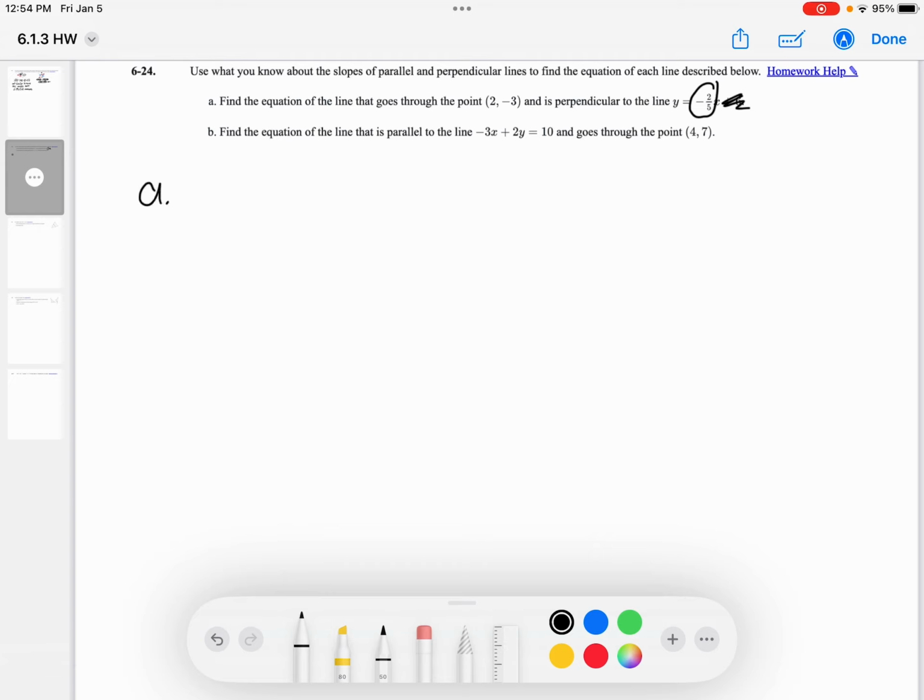We know that in part A, our line is going to have the form y equals. Now, what is the slope of a line perpendicular to a different line? We make two changes: we flip the fraction and we change the sign. So our original slope was -2/5. Our new slope is +5/2 x plus some y-intercept.